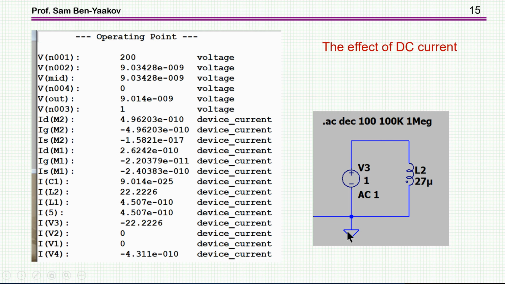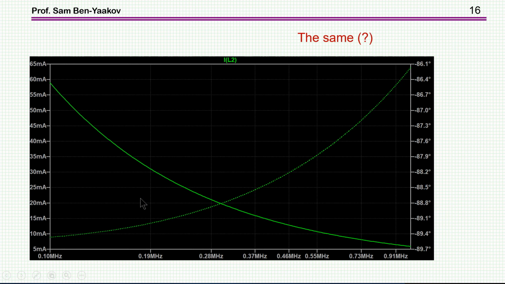So I did something more here. I've injected also a DC current. And this is done by adding a DC offset to the AC source. And indeed, I can run an operating point test, and I see that this inductor, IL2, is 22 amp. So this inductor should be close to saturation, because that's quite a bit of current. But if I run it, I don't see any difference. This is exactly the same as what we got before.